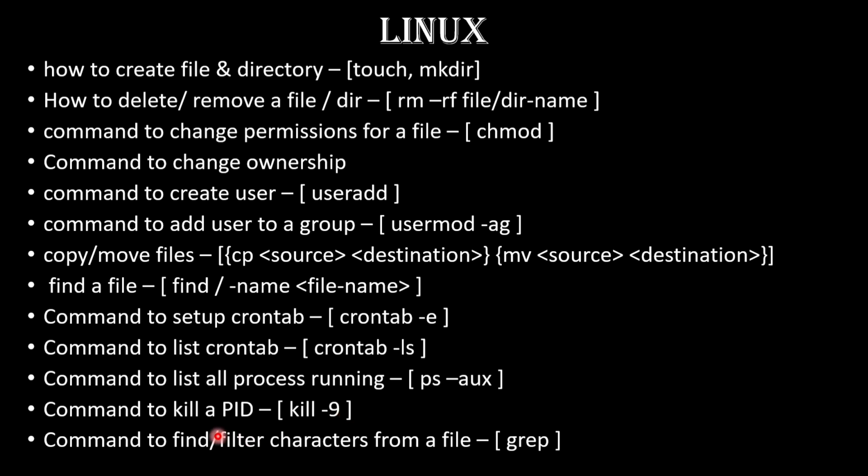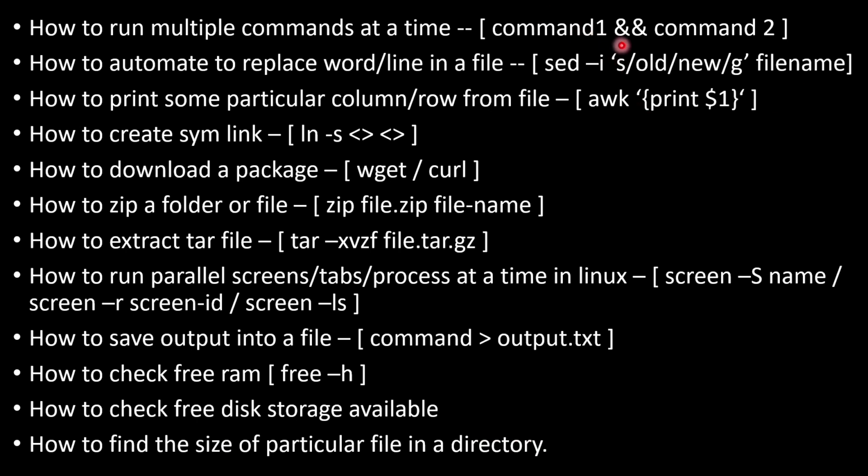Now, you have a file and you want to find a particular line which matches a particular character. In order to filter or find such characters from a file, we use a command called grep. In order to run multiple commands at a time, we use double ampersands, and we can mention two commands at a time, and they will be executed sequentially.